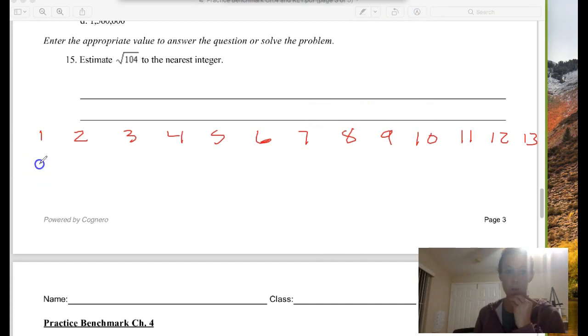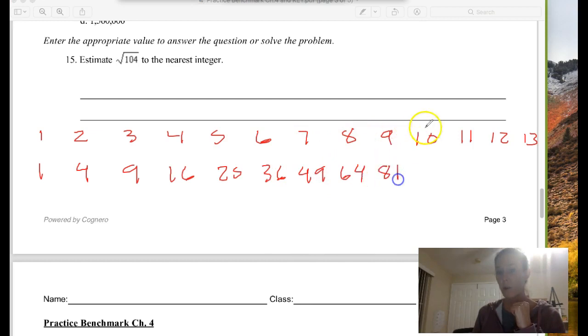So 1 squared would be 1. 2 squared, 2 times 2, 4. 3 squared, 9. 4 squared, 16. 5 squared, 25. 6 squared, 36. 7 squared is 49. 8 squared is 64. 9 squared is 81. 10 squared, 10 times 10 is 100. 11 squared is 121. 12 squared is 144. 13 squared is 169. So know these numbers, what they look like, okay? Those are your basic perfect squares.